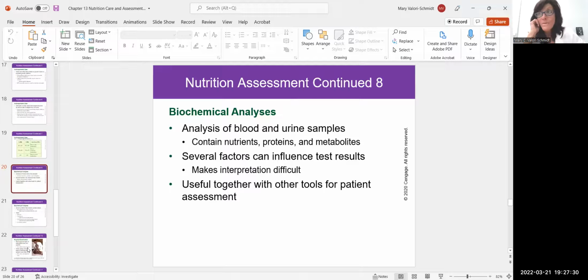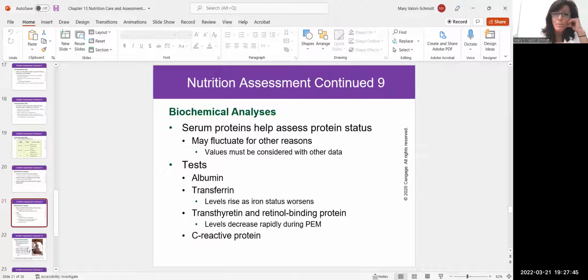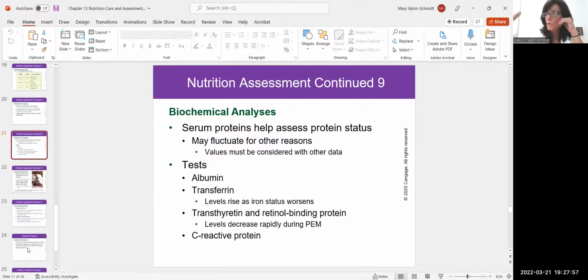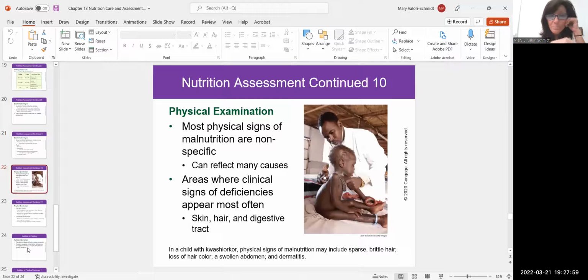Biochemical analyses, things like blood and urine. We look at proteins, like I said, albumin and pre-albumin. Sometimes they're not wholly accurate, but they're useful when you use them with other tools to come to a conclusion about a patient and come up with a diagnosis. Serum protein, here you go. I already said it, now it's on this slide. Albumin, transferrin, C-reactive protein. These are the different lab values that we use to look at what kind of nutritional status the patient is in.